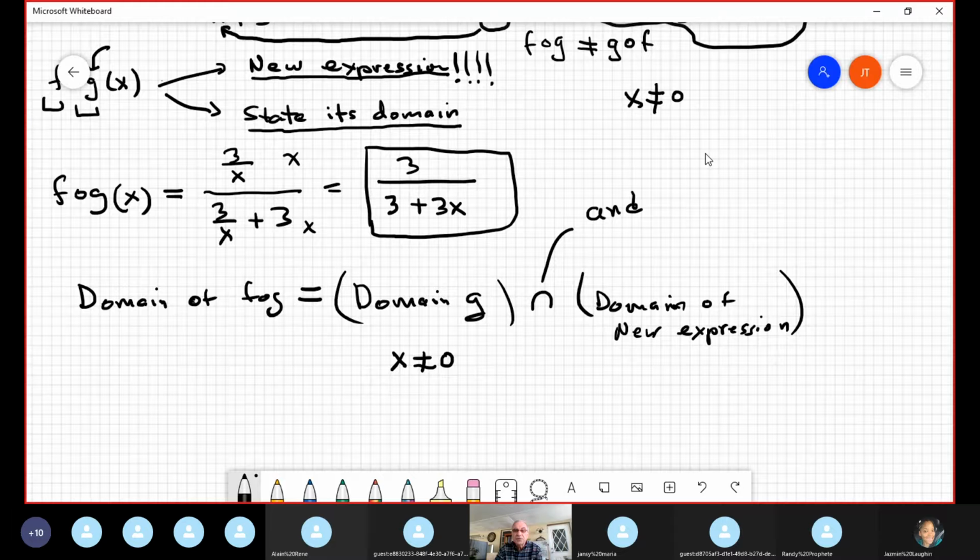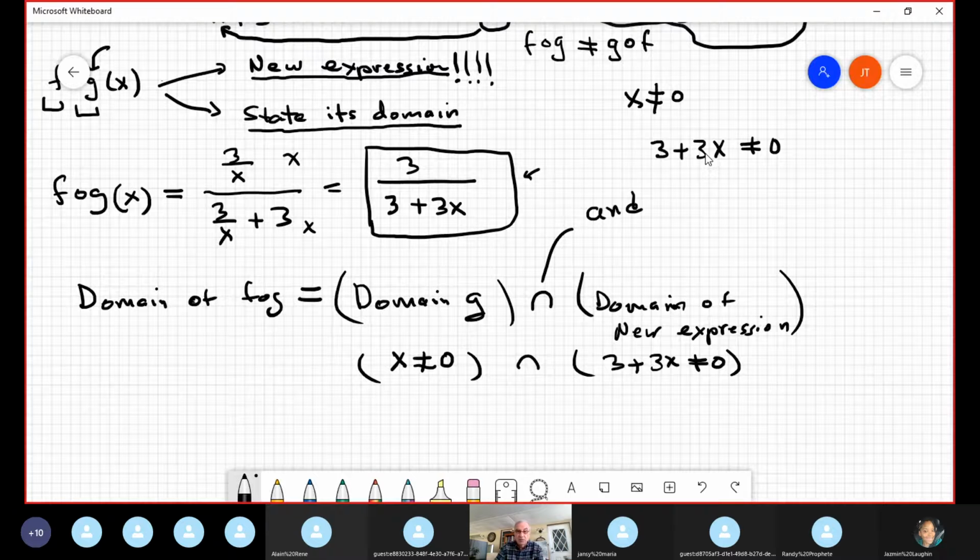So let's move on to the domain for the new expression. What is the new expression? This is the new expression. And again, it's a fraction, no? So 3 plus 3x not zero. You go over here, this denominator, 3 plus 3x not zero. Leave it like that? No, you solve this elementary equation.